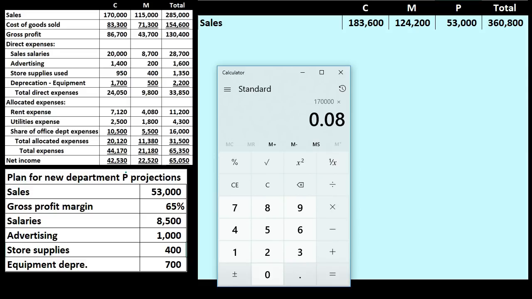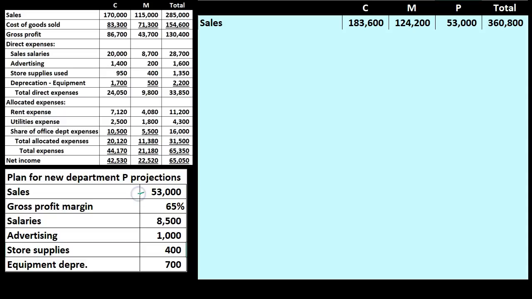So times 0.08, and that's going to be 13.6 plus the 170,000, or the 183.6. We could do that a bit faster by saying it's 170,000 times 108%, or 1.08. If we move the decimal over, 108% is going to be the 183.6. Then of course we do the same thing with M, so 115 times 1.08, that's going to be the 124.2, and then P is being drawn from this number.